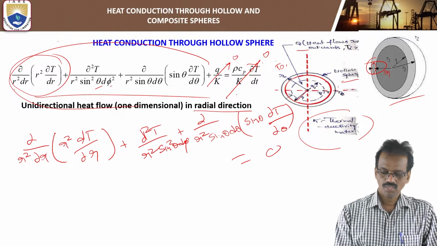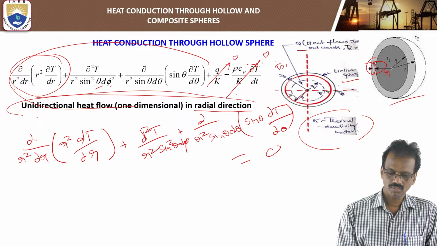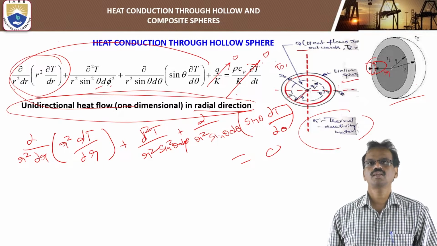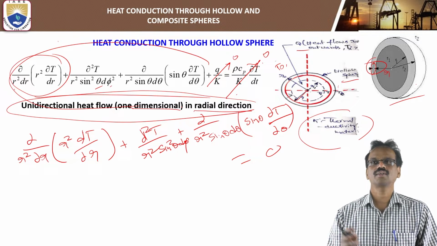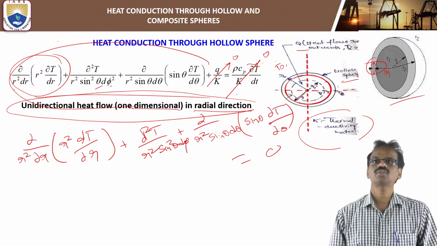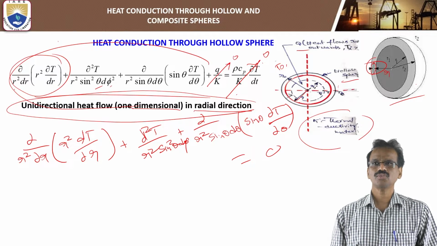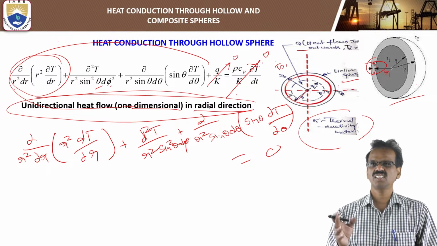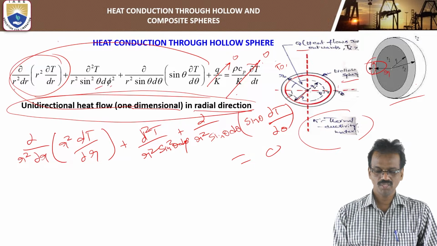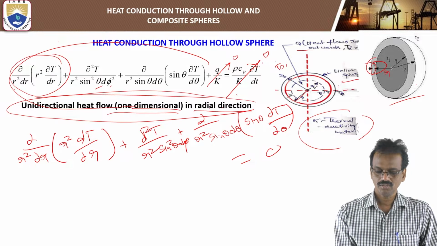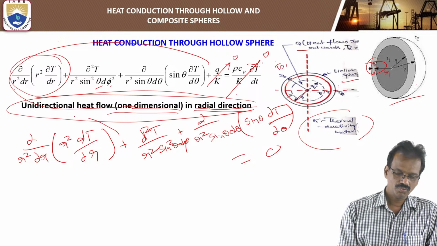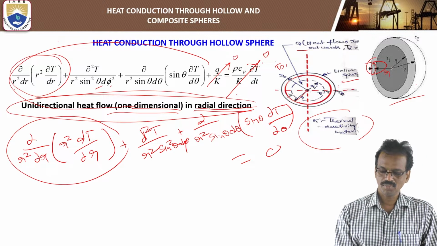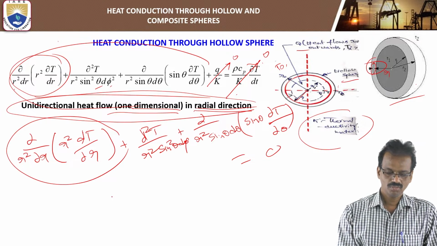So here we are considering only this one. It means unidirectional heat flow, one dimensional with respect to r. No need to consider theta, no need to consider phi. If you consider all these, that is the 3D model. Just we are taking the one dimensional, the radial direction, so you can take this term.